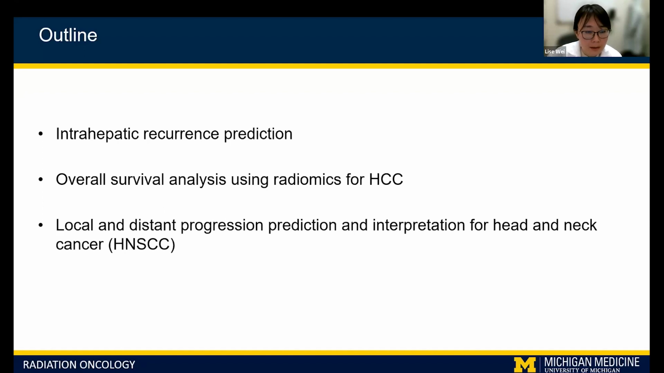The third project steers towards head and neck cancer, or HNSCC, patients. There is a lot of local and distant progression even after our radiotherapy treatment. So we want to understand and predict how likely a patient will develop this recurrence, and understand which features contribute to it, in order to modify our treatment strategy.